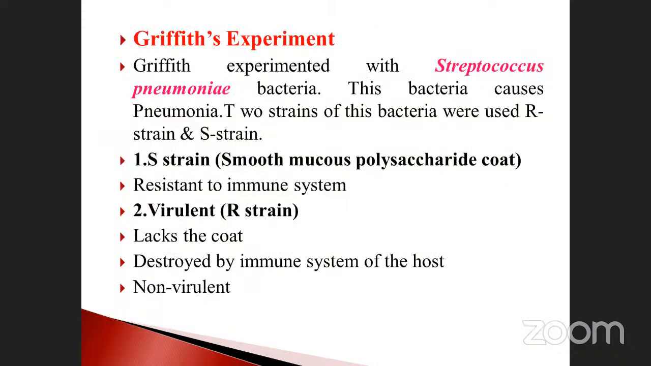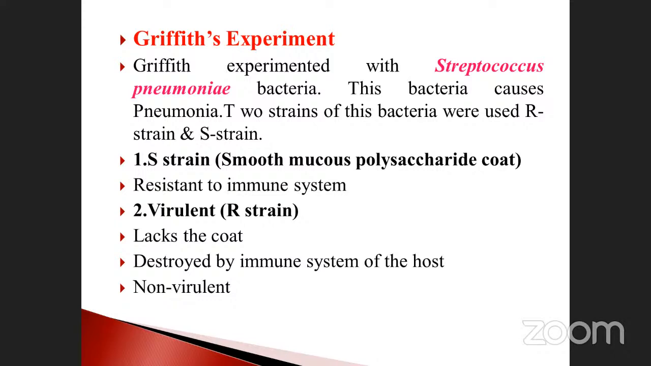See here what he did. The Griffith experiment was done with the bacterium called Streptococcus pneumoniae. This is very, very important. This is the organism used by Griffith, and it also helped prove DNA as a genetic material. Okay, he chose two strains. This bacterium causes pneumonia. Two strains of this bacterium were used. One is called rough, denoted as the R strain.